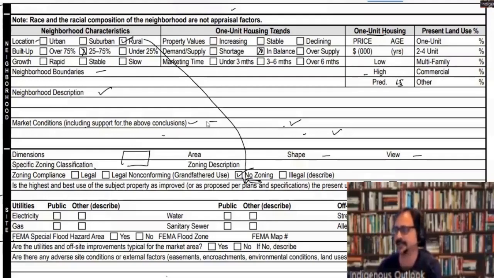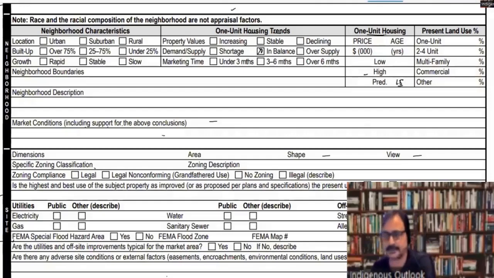But if it is urban and it says no zoning, that is not going to happen, right? Again, you need to question the appraiser why it is so, and justify how it is possible that in an urban area there is no zoning compliance. But in rural, yes, you know that there may not be any zoning. Is illegal acceptable or not for any property, urban, suburban, rural? Illegal zoning is unacceptable. Illegal is never going to be acceptable.